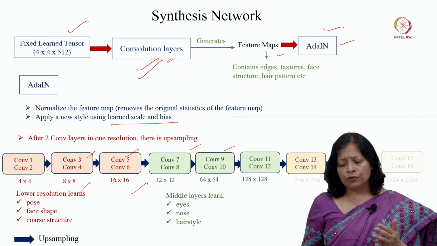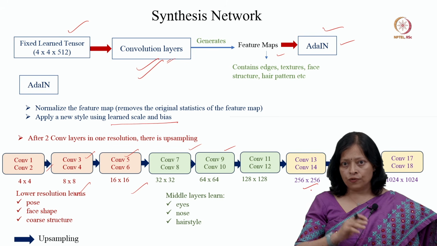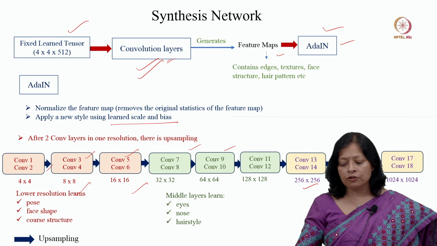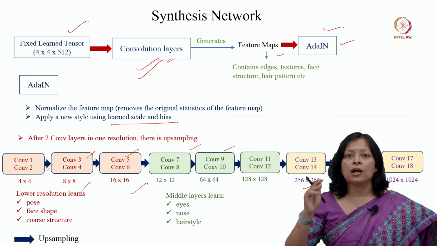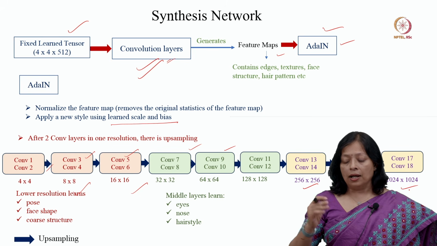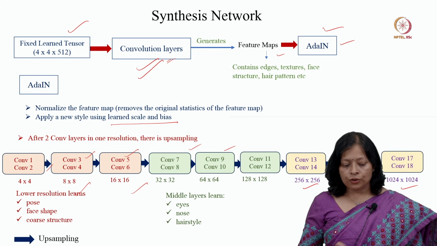Again we get layers 13, 14 and 15, 16, 17, 18. So 13, 14 is 256 cross 256 resolution. Then we have 512 cross 512 for the 15th and 16th convolution layers, and then the 17th and 18th have 1024 cross 1024.